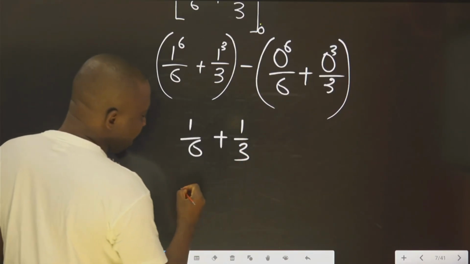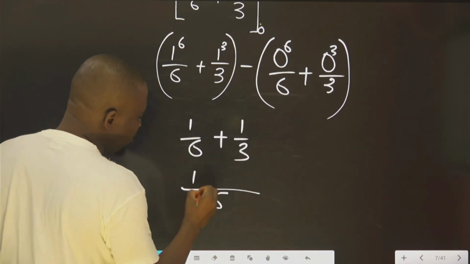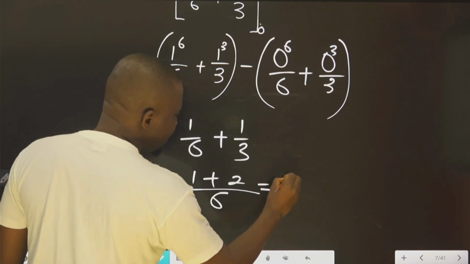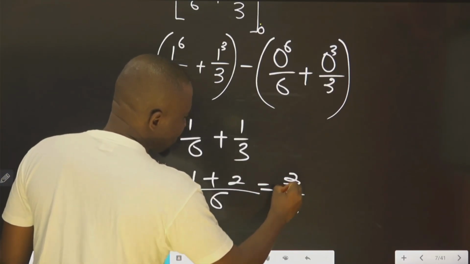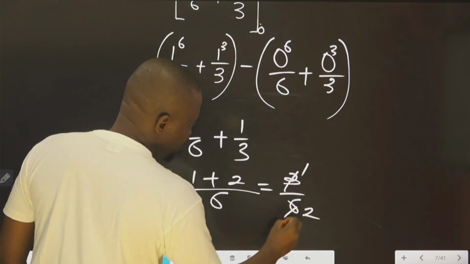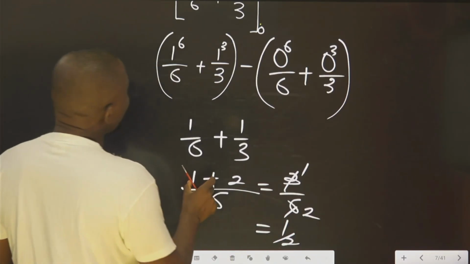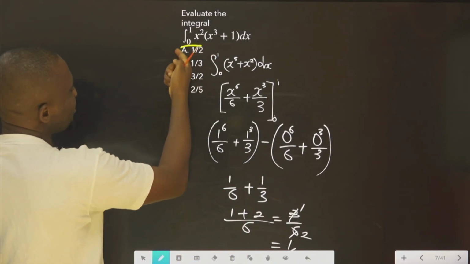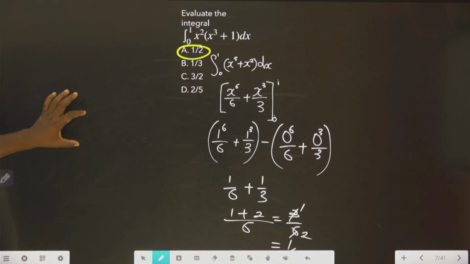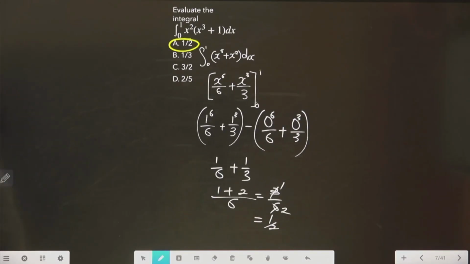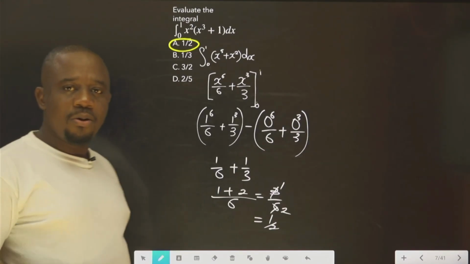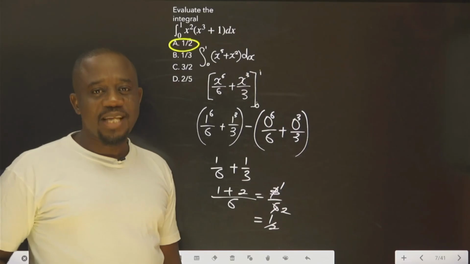So what is the LCM of this? It is 6. If you do this, you're going to have 1, 2. That is 3 over 6. That is 1 over 2. 1 over 2 is the answer. That is A. A is our answer for this. Hope you understand this. Thank you for viewing.